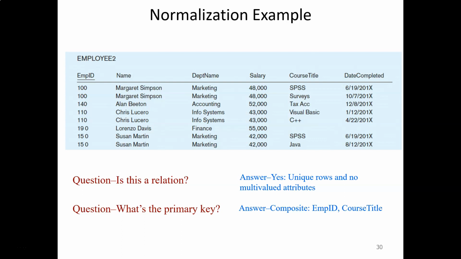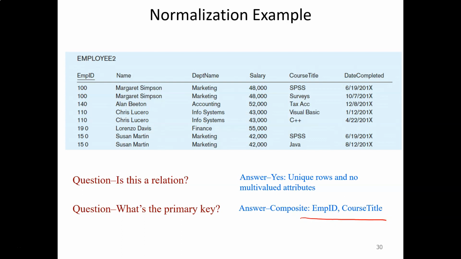Employee ID. If you look at this table, is it unique? It's not unique. The same employee ID appears in multiple places. Course title, well, you also have duplicates in course titles, and also you have no value here. It's a combination of employee ID and the course title, right? So that's the primary key for this table here. However, this table has a number of problems.